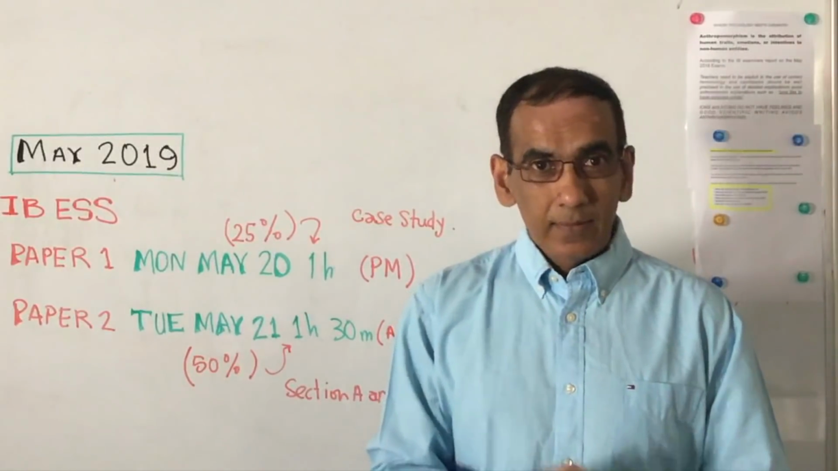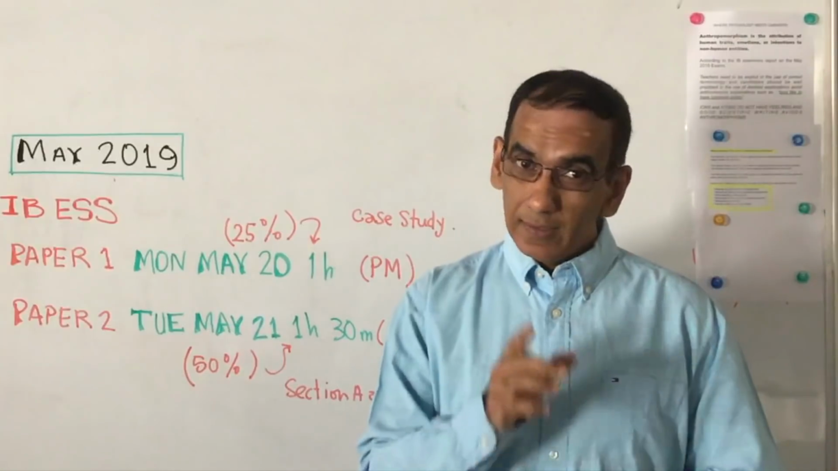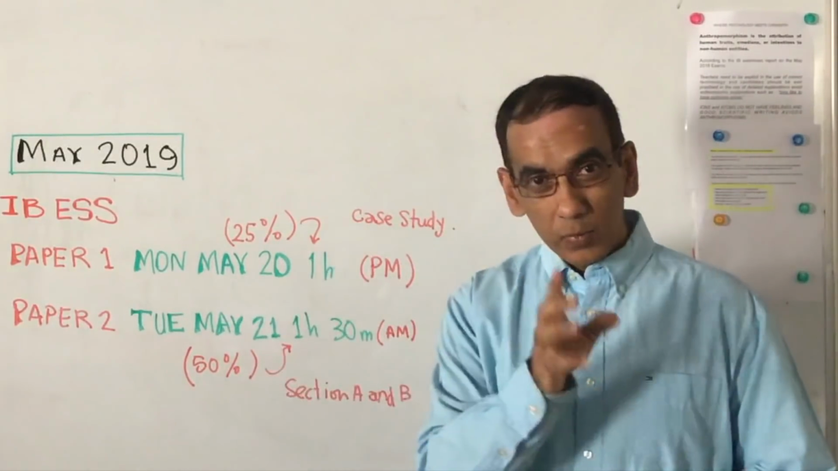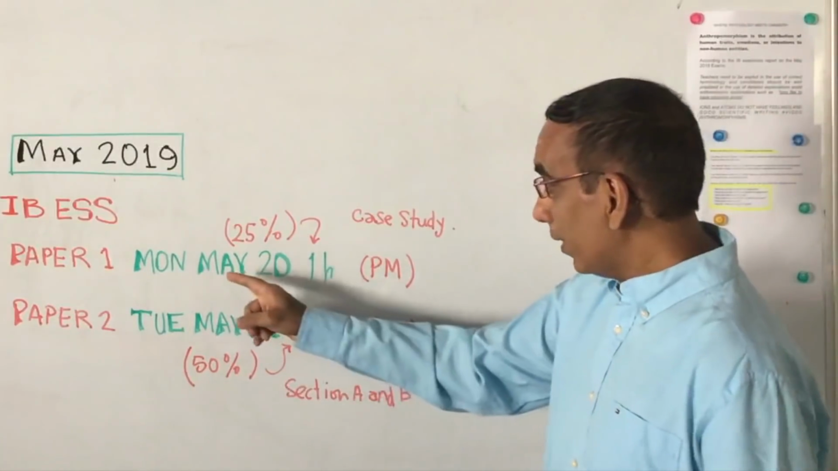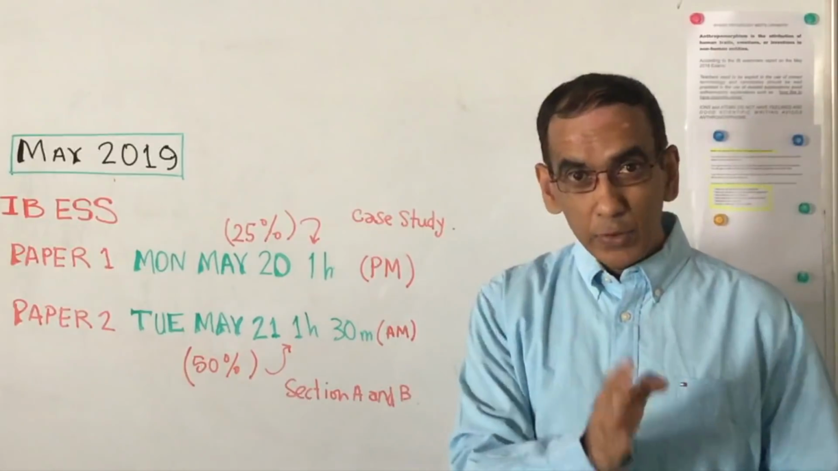Welcome again. The IB ESS exam for May 2019 is happening on the 20th of May and the 21st of May. On Monday the 20th of May, you'll be taking paper 1 in the afternoon.